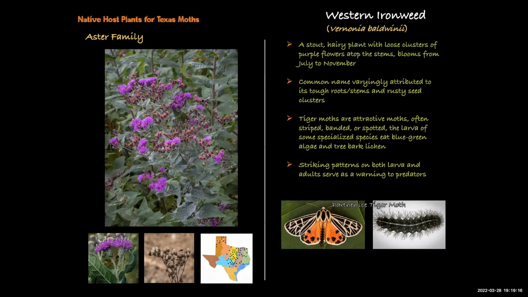Thank you. All right. One of the things that are typical about tiger moths is that they are very attractive. They often have striking patterns on them. They're banded or spotted, and the larvae themselves can also be very colorful, and that serves as a warning to predators, please don't eat me.